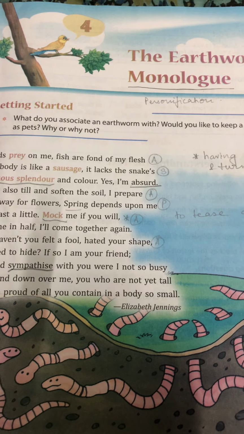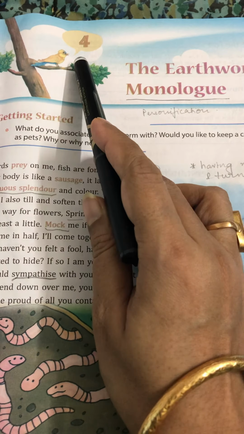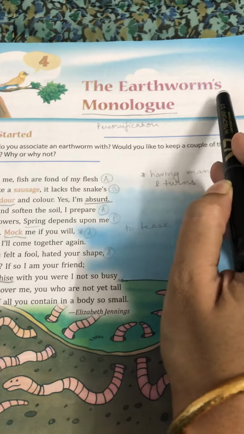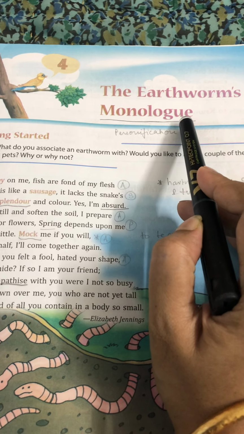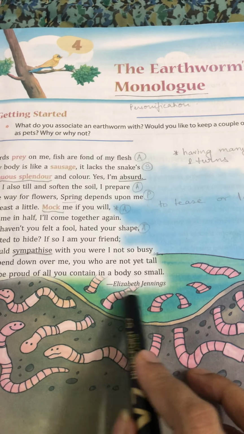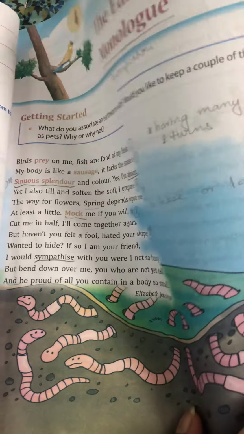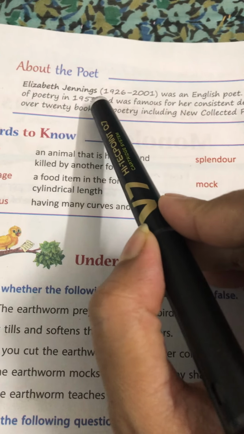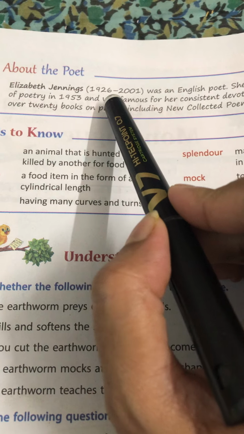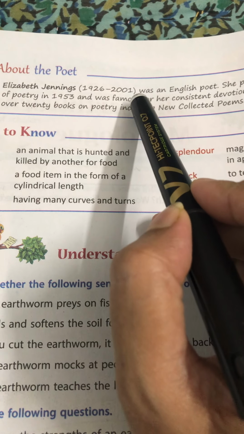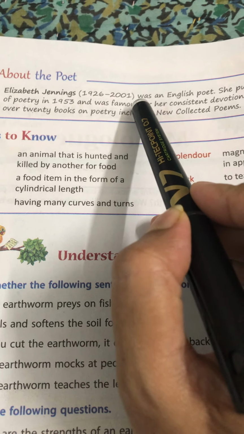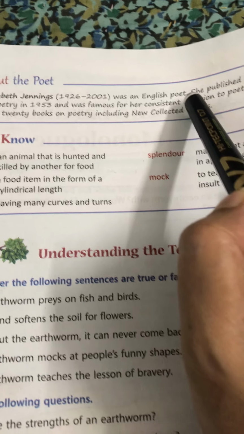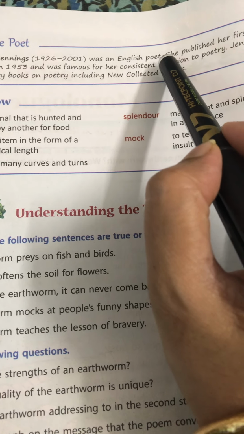Today we are going to learn chapter 4, the poem The Earthworm's Monologue, written by Elizabeth Jennings. Now before we start, let me tell you something about the poetess. Elizabeth Jennings was born in 1926 and passed away in 2001. She was an English poet, that means she hailed from the UK.